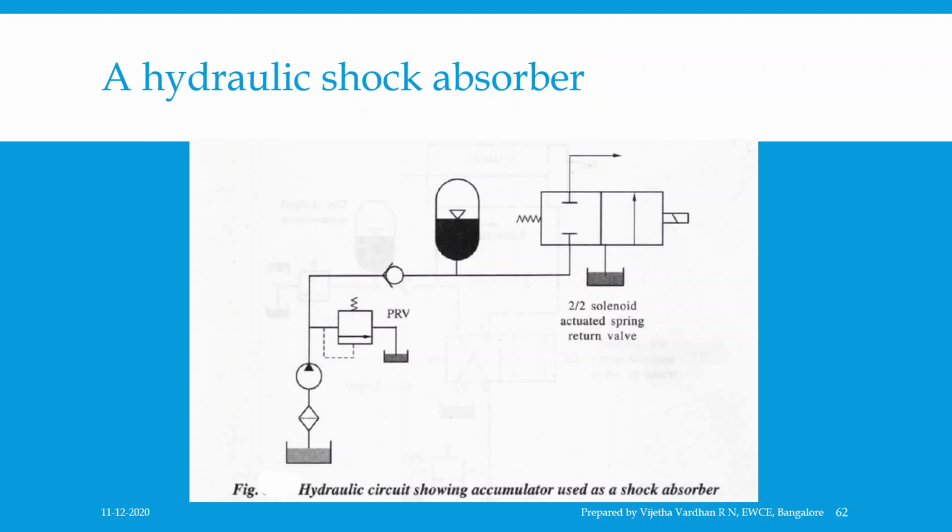This high pressure pulsation can be reduced or eliminated by installing an accumulator near the suddenly closing valve, and the accumulator acts as a shock absorber which suppresses the high pressure pulsation. The figure in the slide shows the hydraulic circuit where an accumulator is used as a shock absorber.